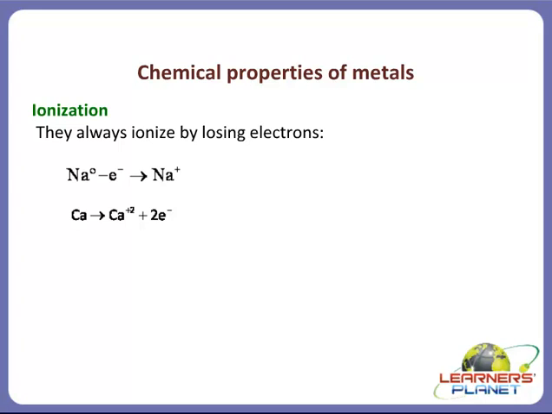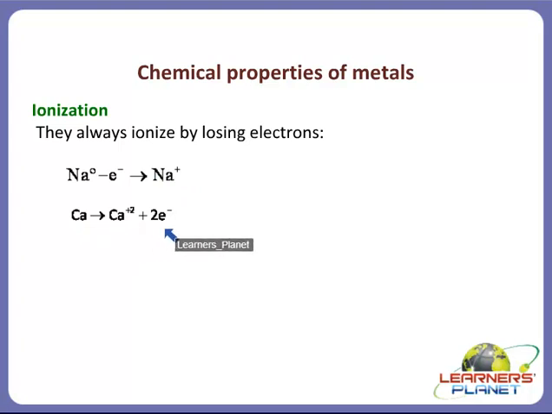Let's take up its next property, that is ionization. What do you mean by ionization, children? Ionization is the formation of ions. It can be a positive ion or a negative ion. Now here in this case, sodium, 0, why? Because there is no charge on it. This is sodium metal. What is it doing? It is losing 1 electron, that is, there is a minus sign here, and we are getting Na plus ion.